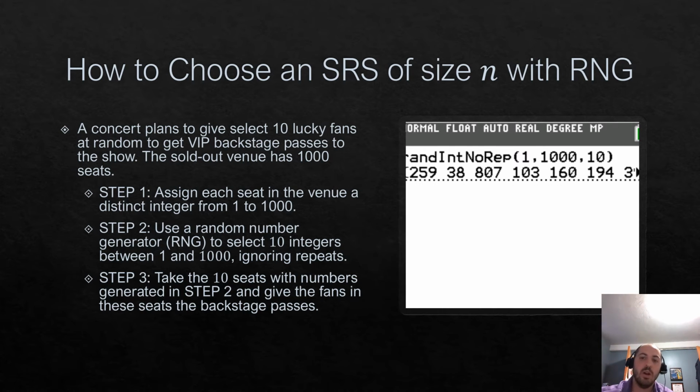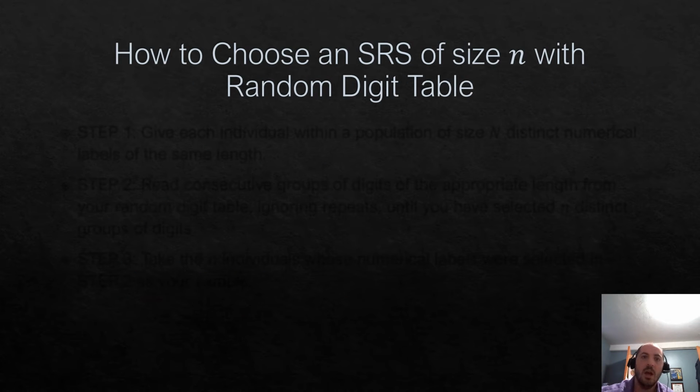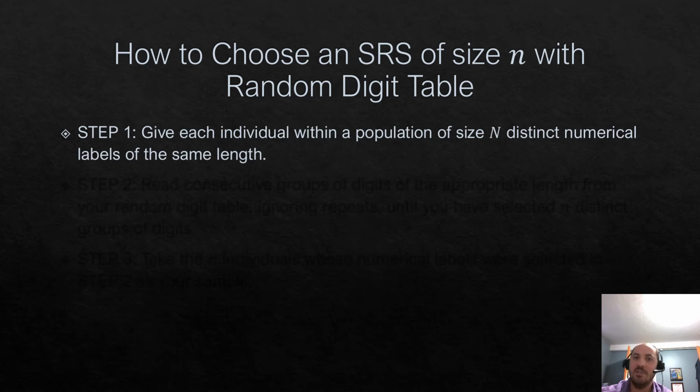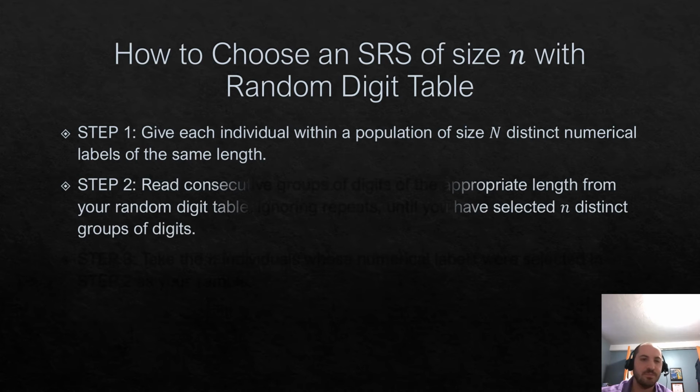And if you wanted to use something like a TI-84, you might plug in a command like this to get 10 random integers. There's other software you can use too online, this is just one method. A different approach you could take is a random digit table. The steps here are to identify each individual within a population with a distinct numerical label of the same length. That is important here. When using a digit table, they all have to be of the same length. We'll see this in our example.